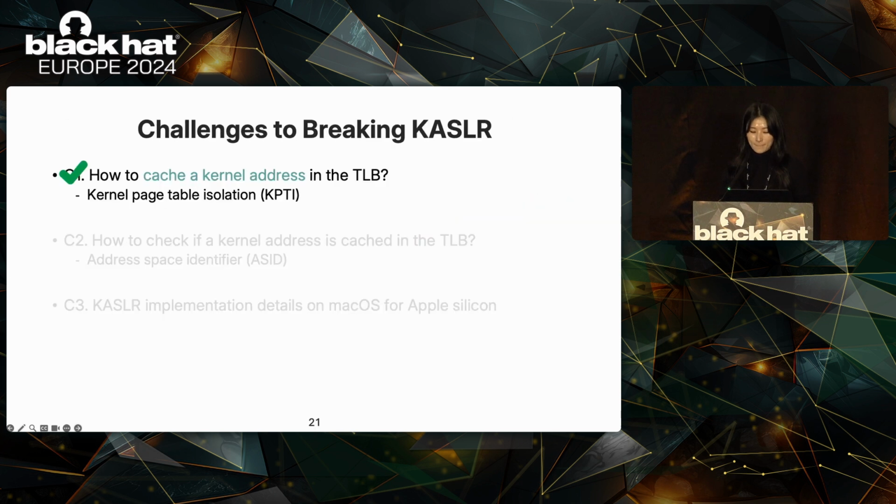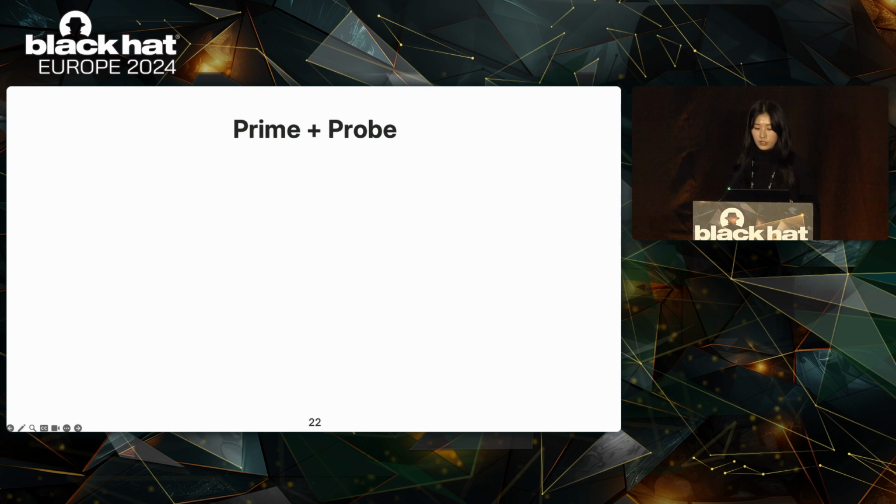Now that we've addressed the first challenge, the next step is to check if the kernel address is cached in the TLB. To achieve this, we use a technique called Prime+Probe, which is a type of cache side channel attack. Prime+Probe lets us infer changes in the cache state indirectly, making it possible to determine if a specific address is loaded into the cache. Specifically, an attacker fills the cache with their own data and later checks if the data is still there. This reveals whether the specific address was accessed.